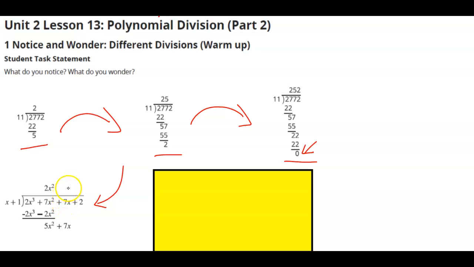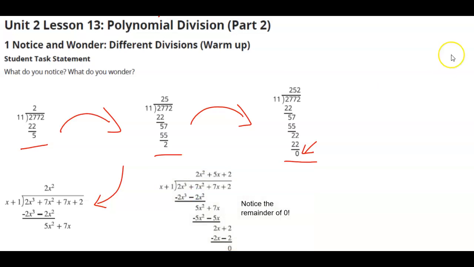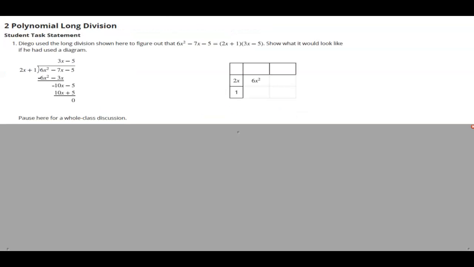So yes, long division can be done with polynomials. And when you're doing it, sometimes there will be a remainder of 0. If that remainder is 0, that means that these two things are factors. These two are factors of this big long polynomial, just like 11 and 252 are factors of 2,772. So hopefully those are the notice and wonders that you did.